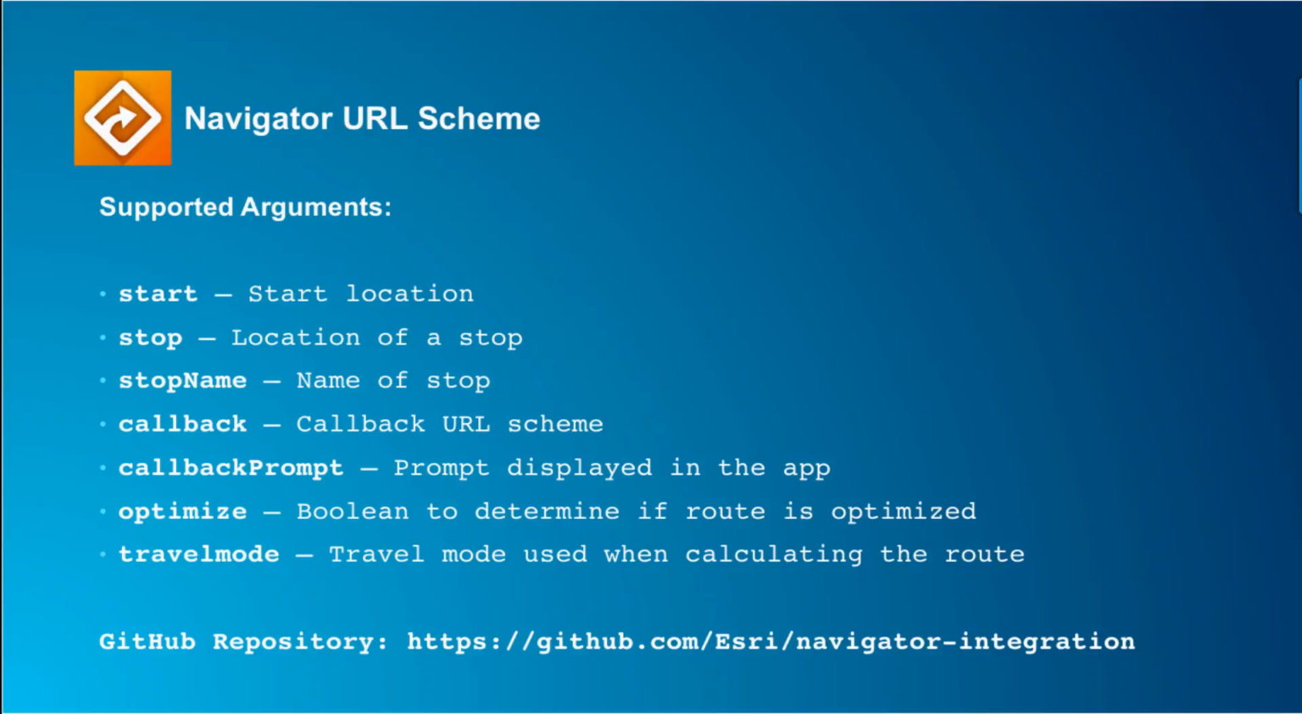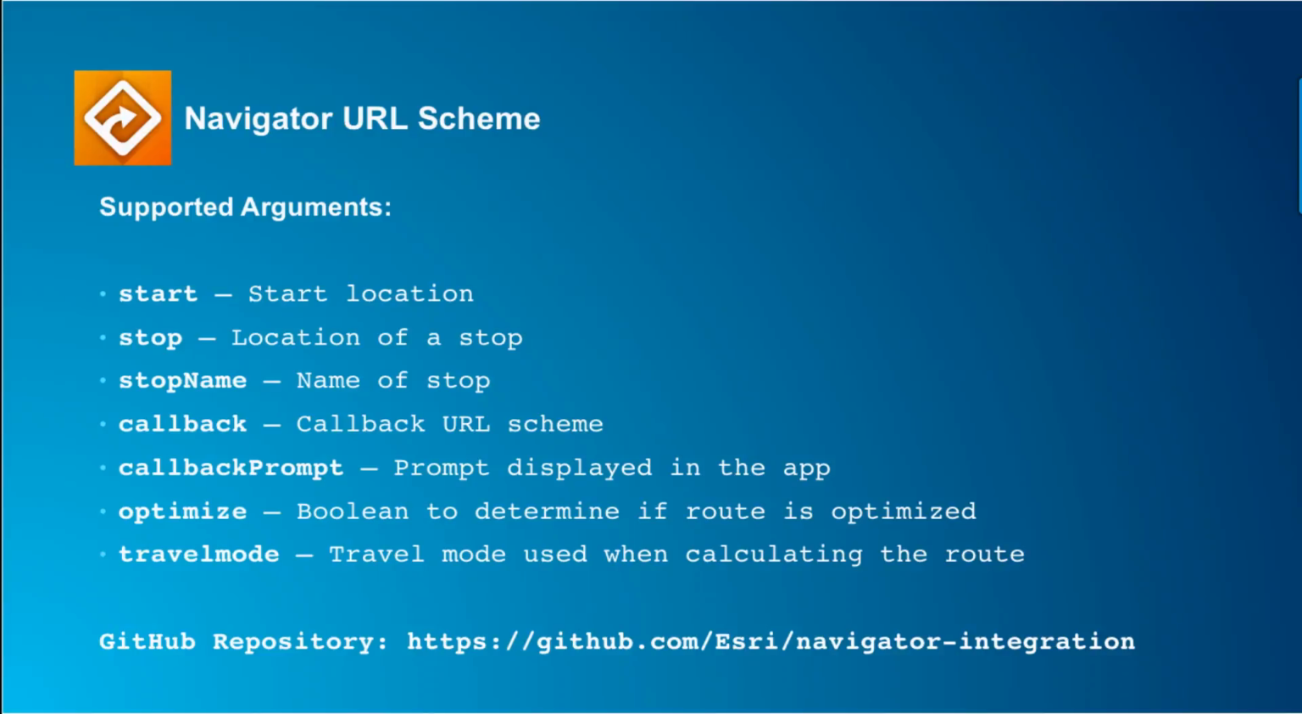So just to run through these really quickly, Navigator supports the start argument, which is an optional parameter to pass in a start location. If you don't pass that in, it'll just use your current location, like I showed in the examples that I was demoing. It has a stop parameter, which you can pass in one or many stops to route with a multi-stop route. It has a stop name, so optionally you can name each stop, and that's the name that'll show up in the Navigator UX.